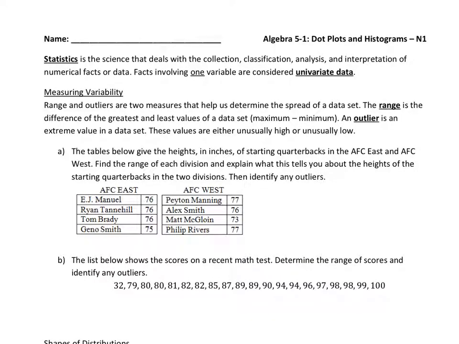Okay, so if we look at the East, range is largest value minus smallest value. So for the East, our larger value is 76, our smallest value is 75, so the range is 1. In the West, the largest value is 77, and the smallest value is 73. So the range in the West is 4.